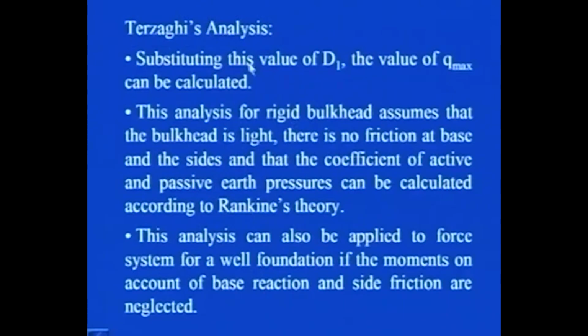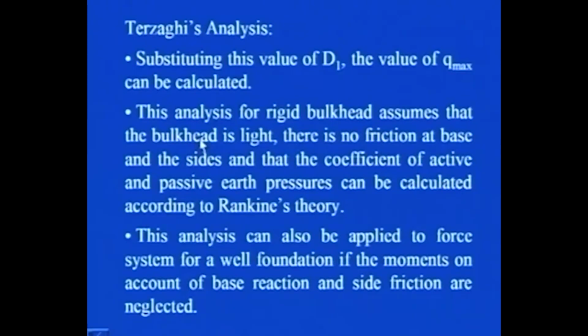Now, substituting this value of d1, the value of q max can be calculated. You have seen that in the expression of q max, the only unknown was d1. So, by using the equation of equilibrium with respect to moment, we can obtain that unknown d1, and if we substitute it in the expression for q max, we can get the value of q max.